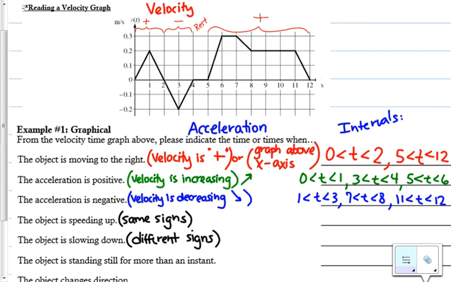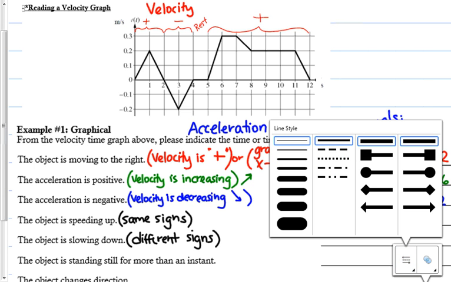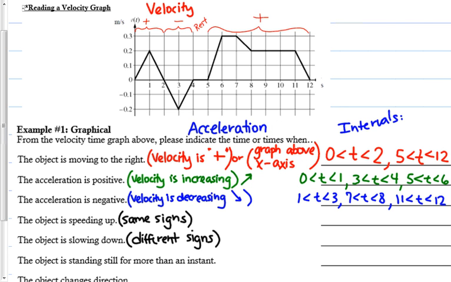Okay, acceleration. Now, acceleration depends on the velocity. Remember in the chart up there, acceleration is positive whenever velocity is increasing, and negative whenever velocity is decreasing. And whenever velocity is constant, acceleration is 0. So we turn to the graph. And okay, so velocity is increasing from 0 to 1. So therefore, acceleration is positive.